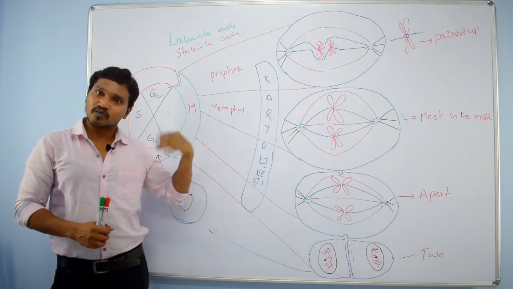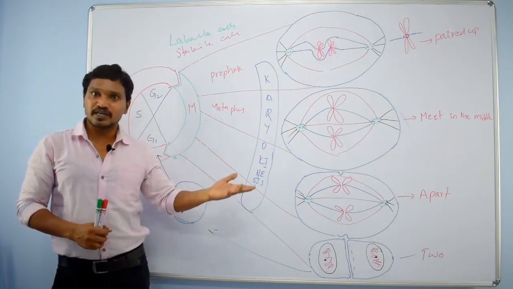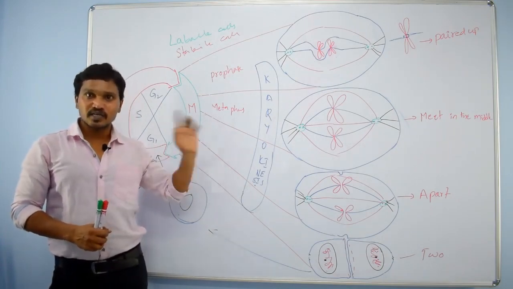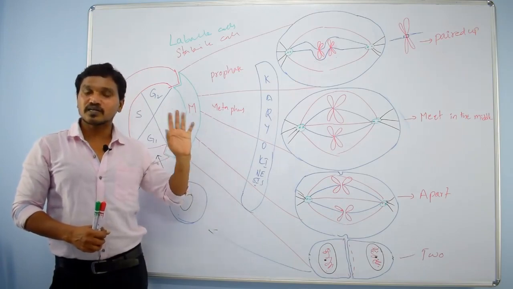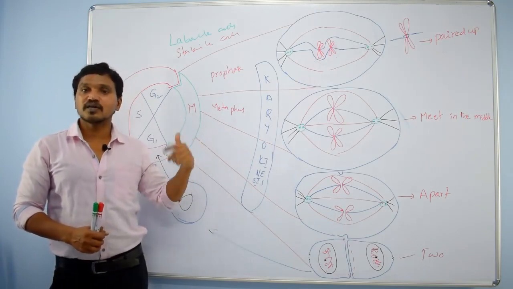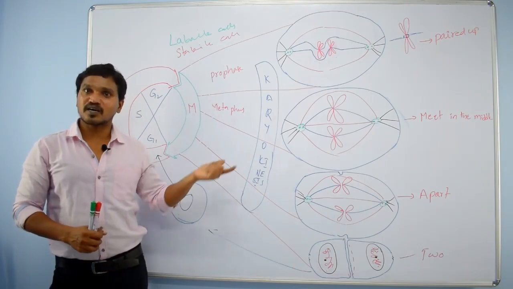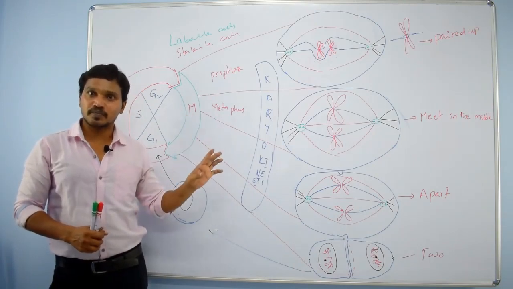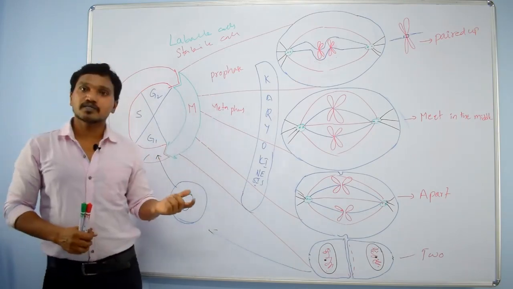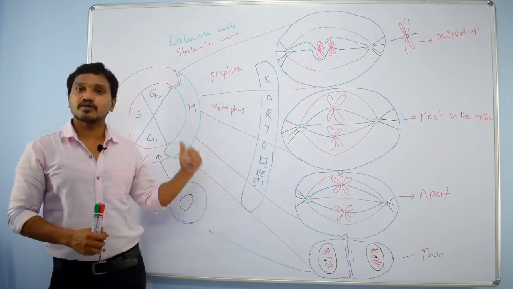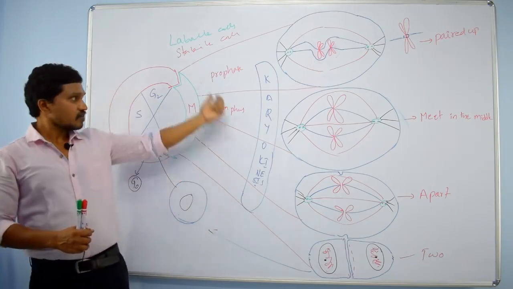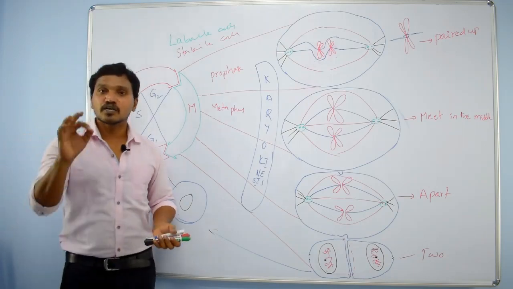Labile cells keep on replicating. Stabile cells will not undergo cell division in normal circumstances, but they will undergo it in abnormal or emergency circumstances, right? Then permanent cells will not at all enter into the cell cycle. Clear? After completion of this, now we will see the checkpoints.